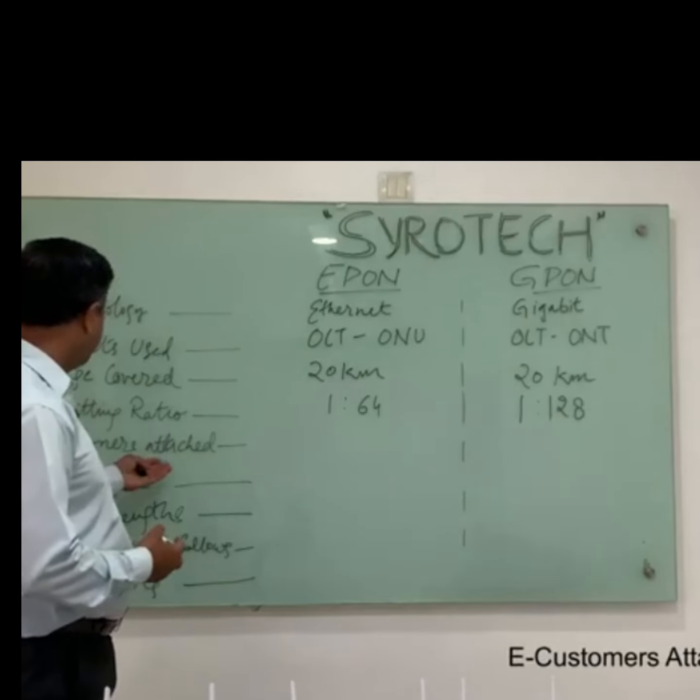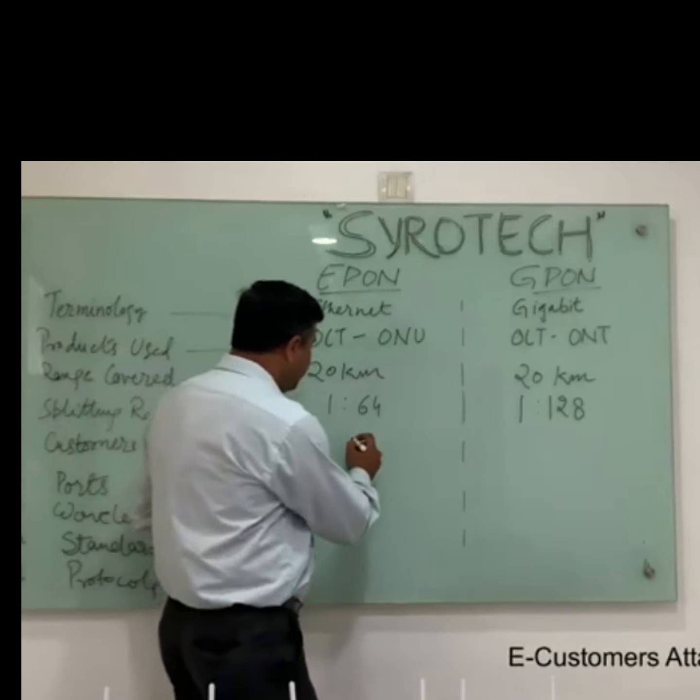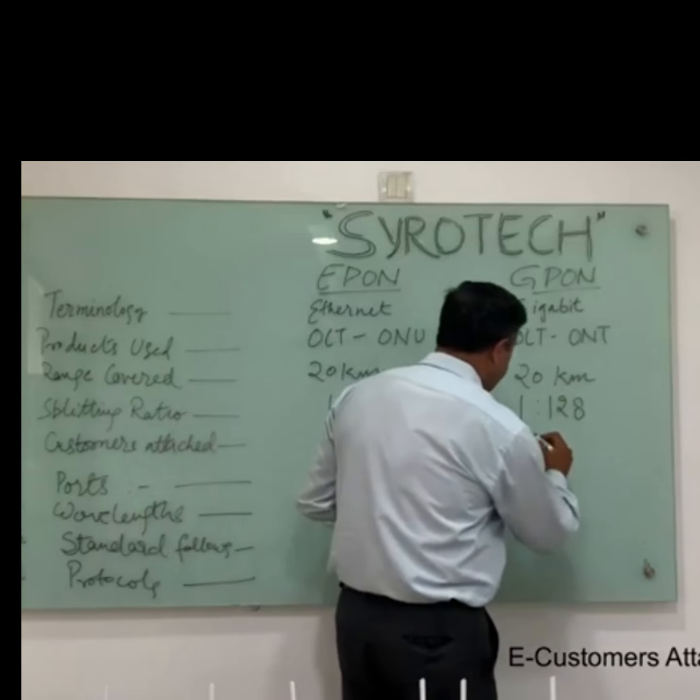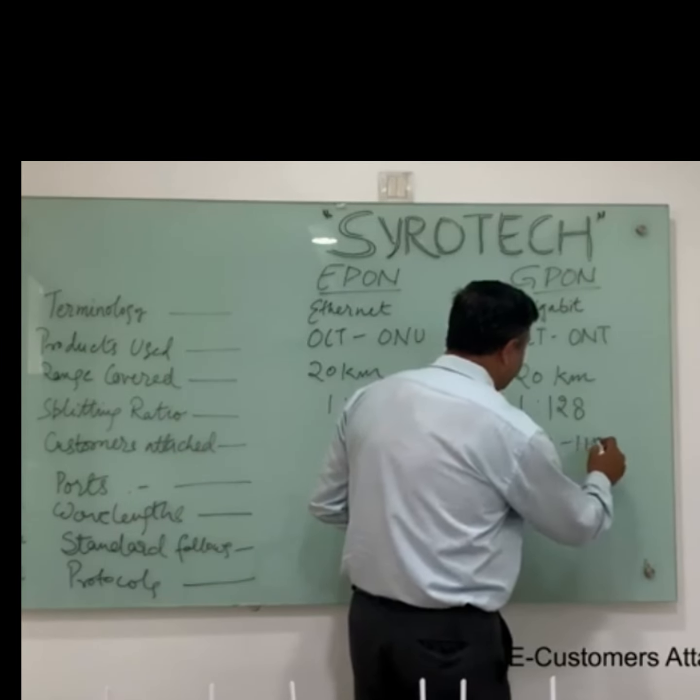Similarly, here also I have written customers attached. Here the number of connections you can go with is 55 to 60. Here you can go with 100 to 115 or 118, like that.